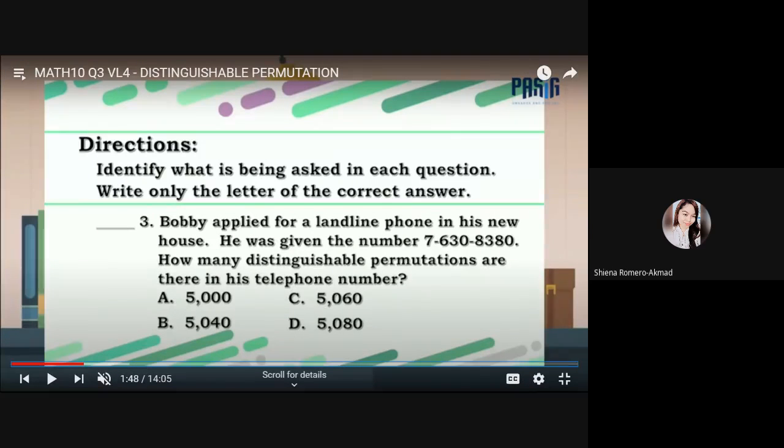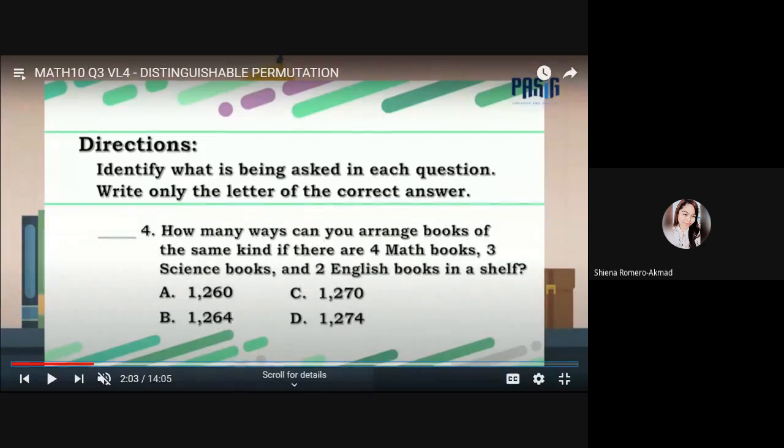Which numbers were repeated? 3, 0, and 8. How many times was 3 repeated? Twice, ma'am. The 0? Twice also. And the 8? Twice also. So we have 5,040.